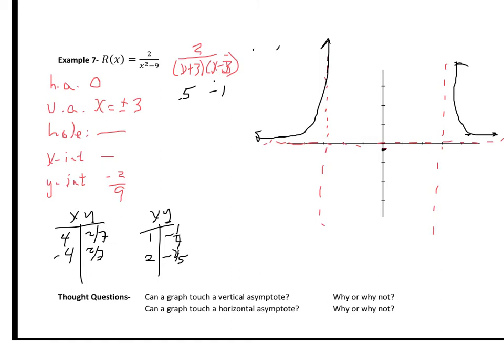Okay. Try this again. So there's negative 1/4, negative 1/2. Now let's do negative 1. If we do negative 1, then negative 1 plus 3 is 2, and negative 1 minus 3 is negative 4, so we get negative 1/4. So what's this going to look like? Just like that. And there's your graph.